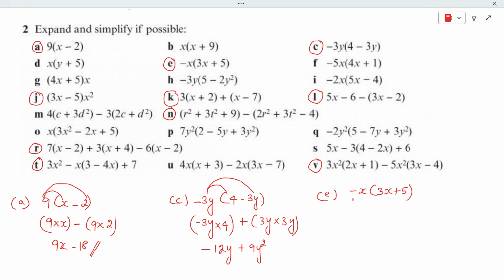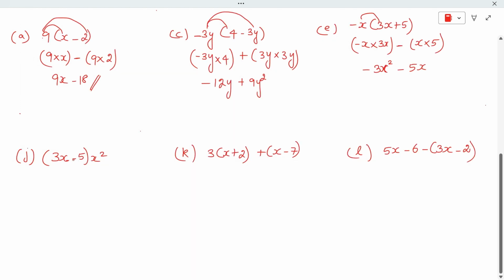Come to question number 2e. Again, the negative is placed outside the bracket. So I know that this negative is going to reverse the sign of the terms of the second expression, isn't it? So minus x times 3x, and minus into plus, negative into positive, is negative. x times 5 is 5x, isn't it? So this will give my value as minus 3x square minus 5x.